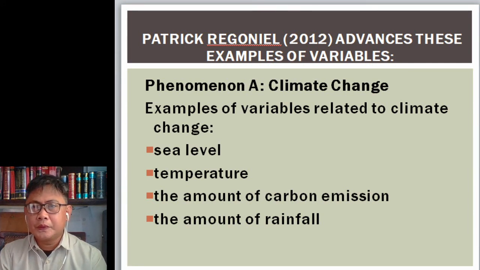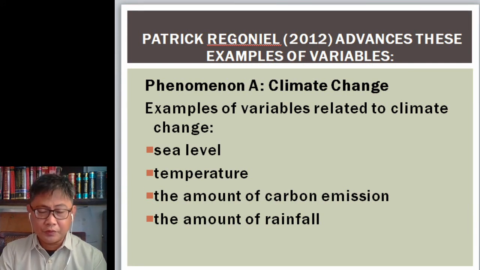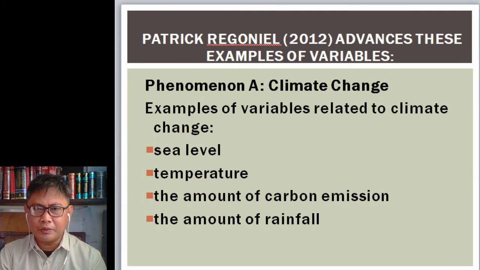So these are examples of variables, as Patrick Vigoniel said in 2012. Phenomenon A, for example, is climate change. Examples of variables related to climate change would be the sea level, temperature, the amount of carbon emission, and the amount of rainfall.